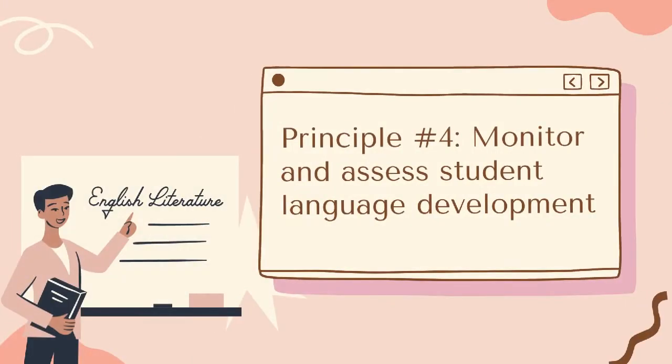So now we are on our last principle, which is principle number 4. Monitor and assess student language development. So a good teacher doesn't just teach. They also look at how their students are performing. So in every subject that we have, not just in the English subject, we assess the students if they have learned or applied the lesson that we have for them. So you should not just teach them, but you want them to perform. You want them to do it.